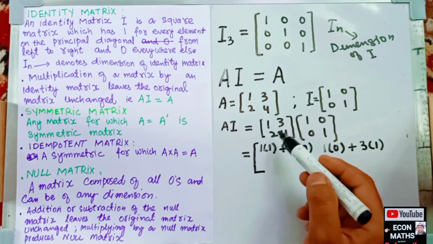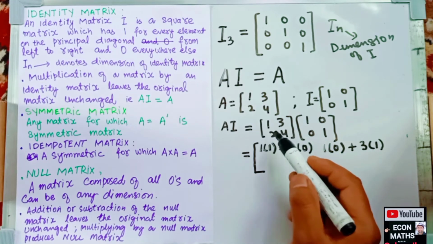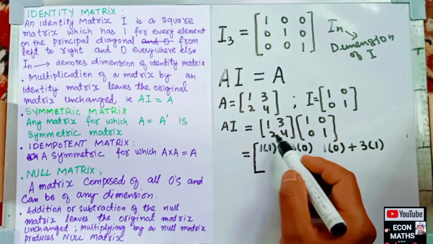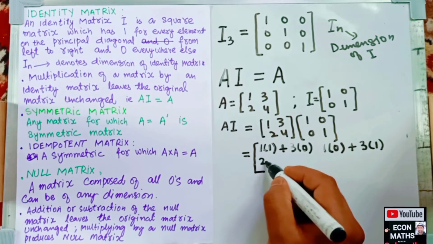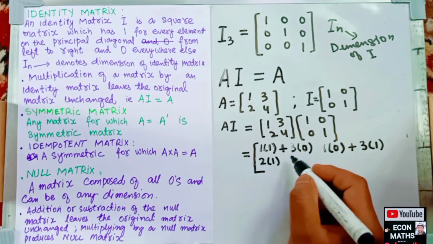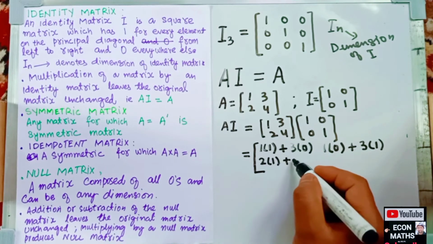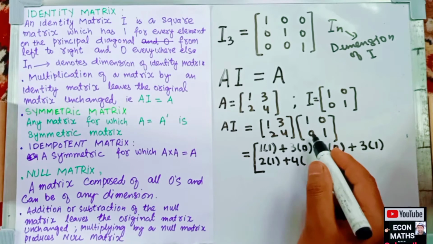Now we are done with this first row. Now we will take the second row. Similarly, second row, first column, this is 2 into 1 plus this 4 into this 0.